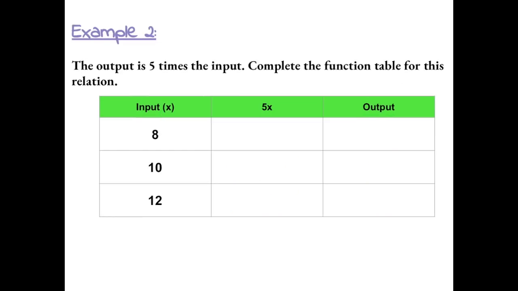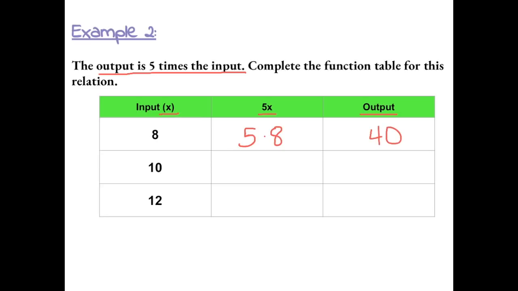Example 2. The output is 5 times the input. So if the input is x, we can use 5x or 5 times x to find our output. So let's complete the function table. My first input is 8. So I can plug in 8 in place of the x. So I have 5 times 8, which gives us our first output value of 40.